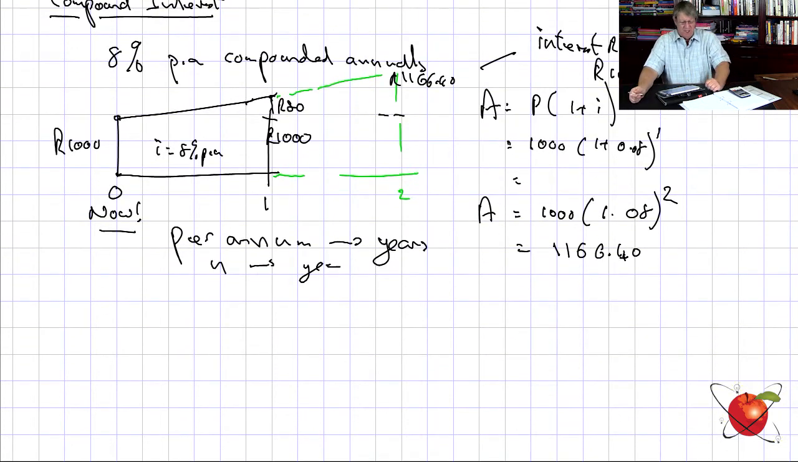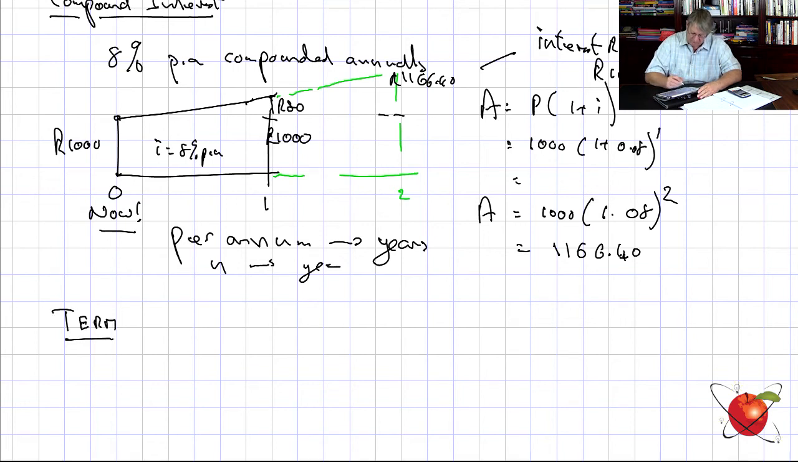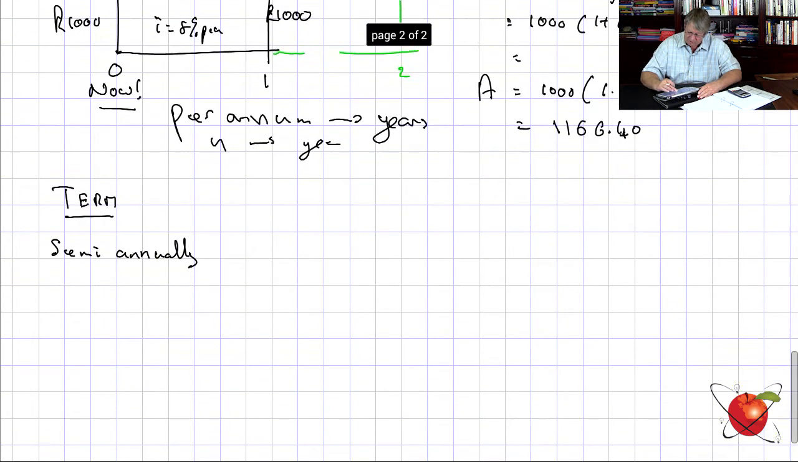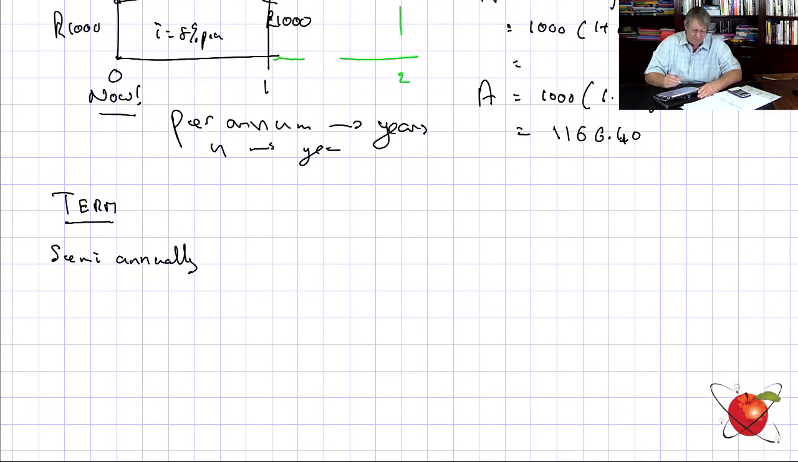Now, sometimes it changes. This 8% changes. We get the following terms, okay? I'm just going to write down the terms first. Semi-annually, quarterly, monthly, and obviously you do get daily as well.